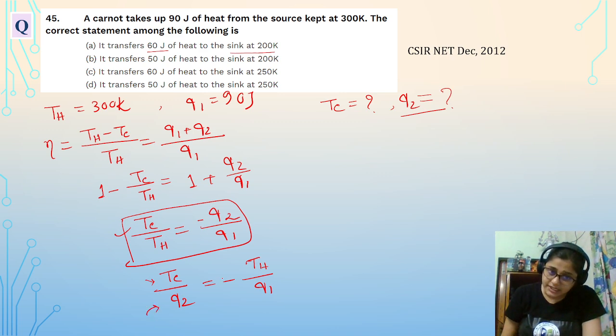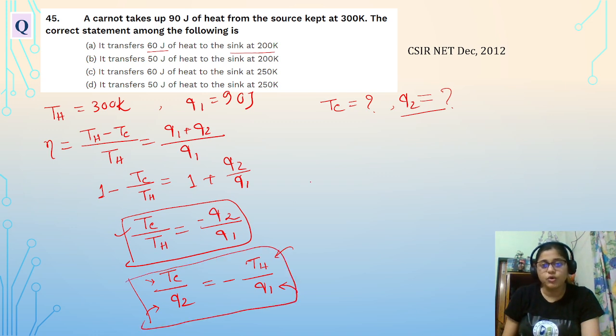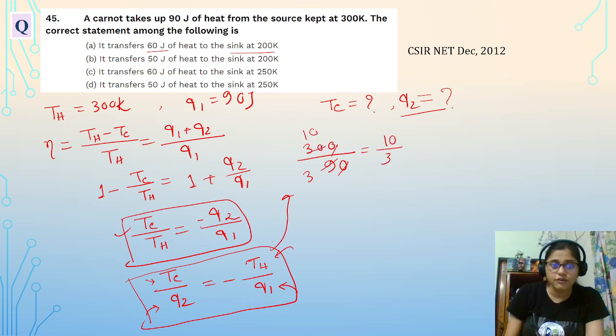Heat released to the sink, the temperature of the source, and heat absorbed from the source: we can relate these. Now what values do we have? We know the Th value: Th is 300, and Q1 is 90. So the ratio will be 10 by 3. We have to find the option among the four.